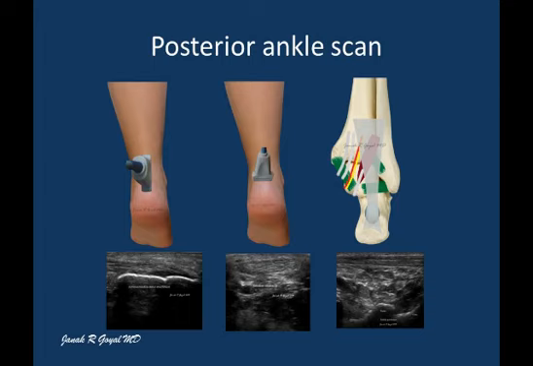For the proper and complete examination of the posterior ankle, the patient is placed prone. The Achilles tendon is examined from its origin to its insertion to the calcaneus along its long axis and along its short axis. The retrocalcaneal bursa is located between the Achilles tendon and the posterior aspect of the calcaneus.